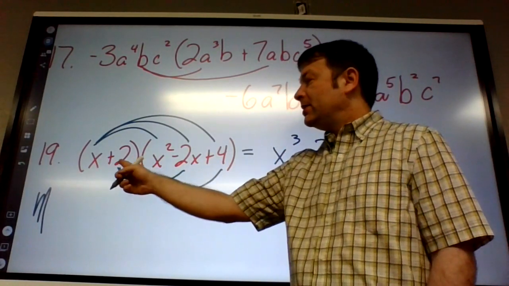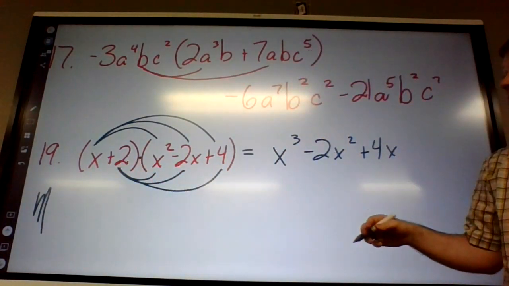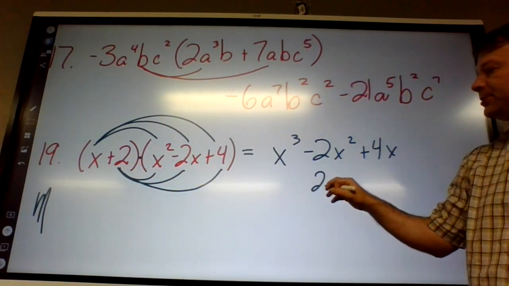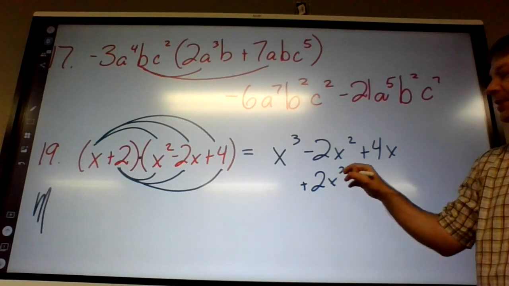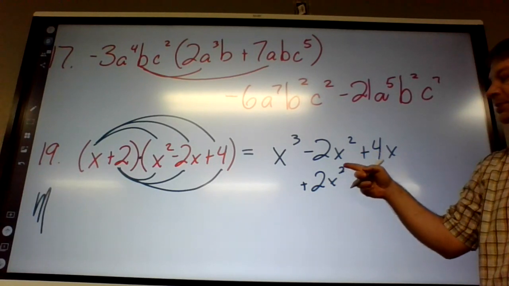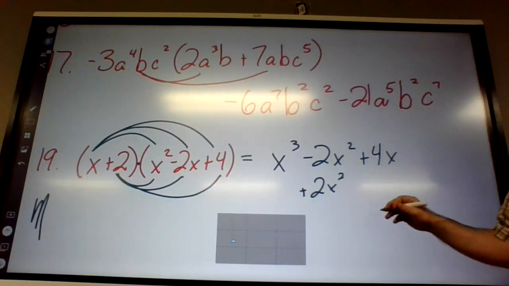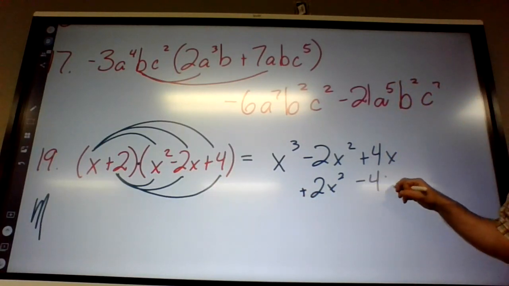Now it's the 2. What's the 2 going to give me? 2x squared. Yeah, and I'm going to put the 2x squared, it's positive, right under this x squared term, so later when I add them, they'll line up. Negative 4x.